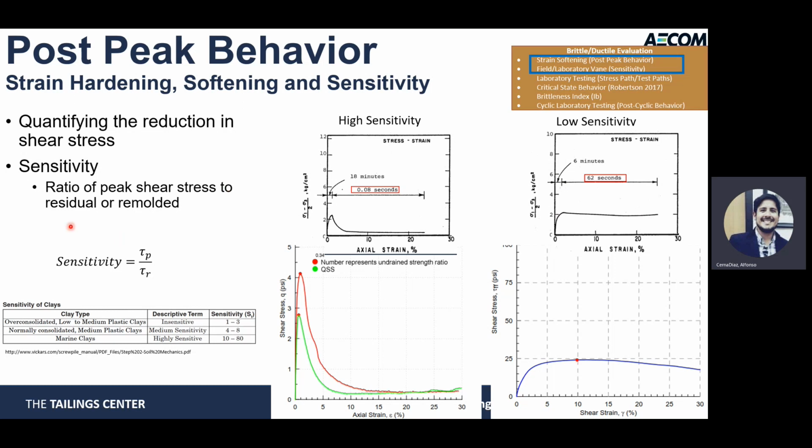And for that, we define the sensitivity ratio, which is just the ratio between the peak shear stress and the residual shear stress. And you can have, for example, values that vary all over the place, anywhere from 1 up to 80 for highly sensitive marine clays.